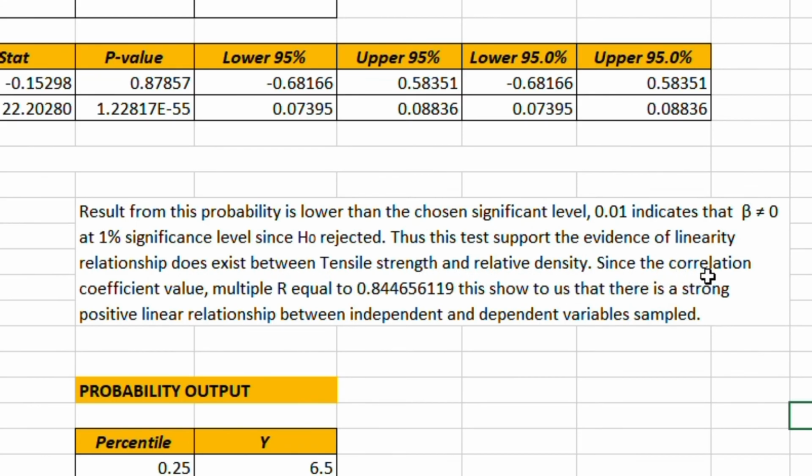The correlation coefficient value, multiple R equal to 0.844656119, shows us that there is a strong positive linear relationship between the independent and dependent variable of the sample.